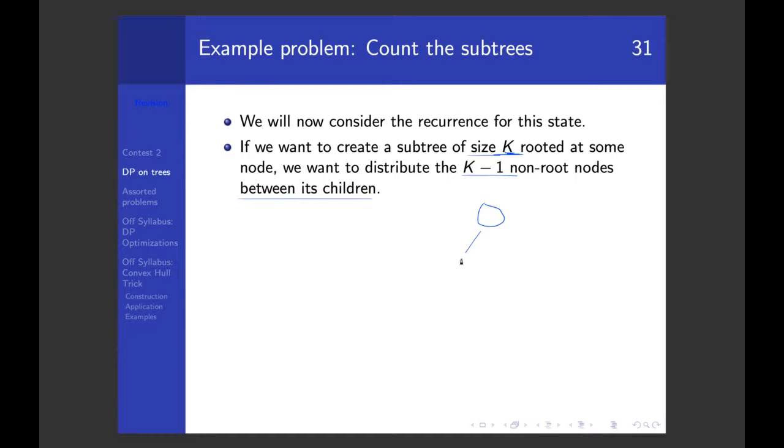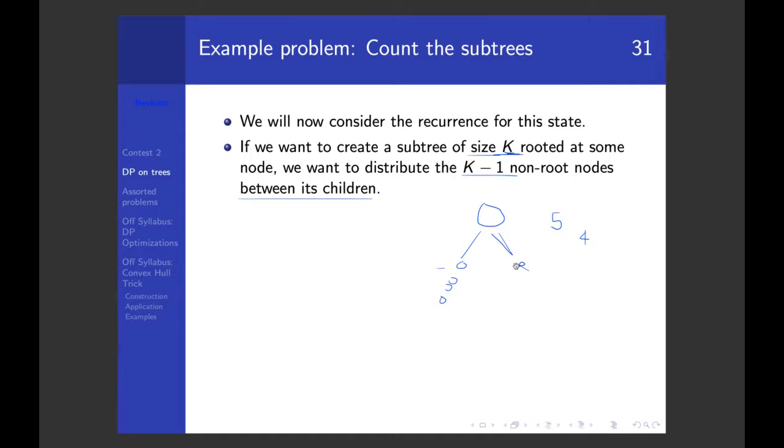Let's say we have 2 children. Make a subtree of size 5. We have 1 here. We have 4 left over. We could have all 4 of those nodes here, so like 1, 2, 3, 4. We could include 2 nodes from this subtree and 2 from this subtree, etc.